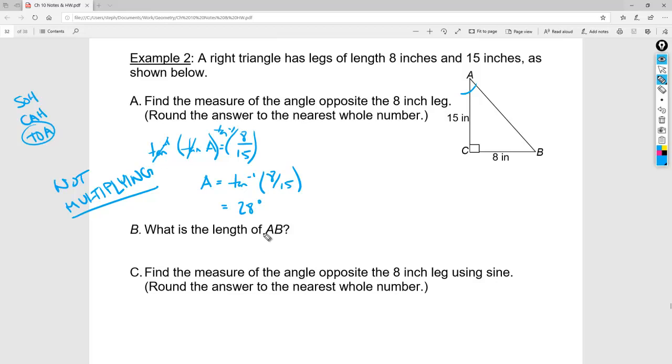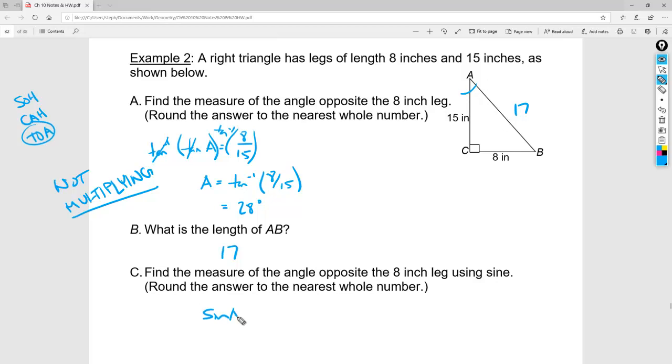Okay, now what is the length of AB? I could solve for AB now in a variety of different ways. I could use sine, I could use cosine, because I know my angle measure now, or I could use the Pythagorean theorem, totally up to you. This is just 17. Okay, and then last part here, I want to find the measure of the angle opposite the 8-inch leg using sine. Okay, so now that I know that this value is 17, I want to use sine.